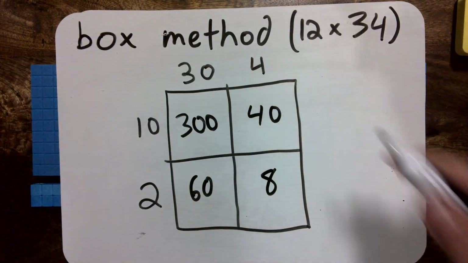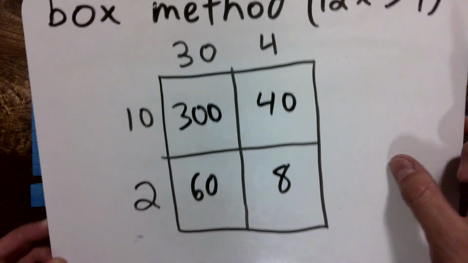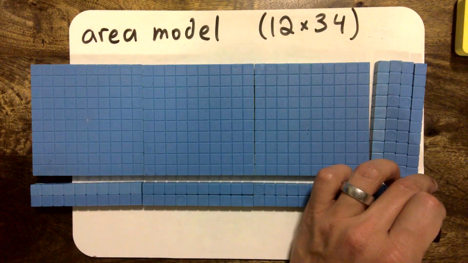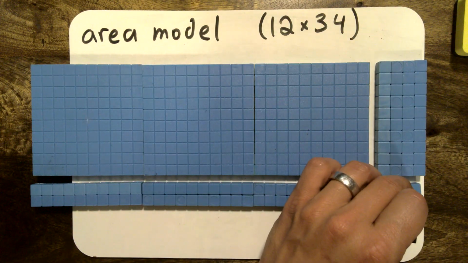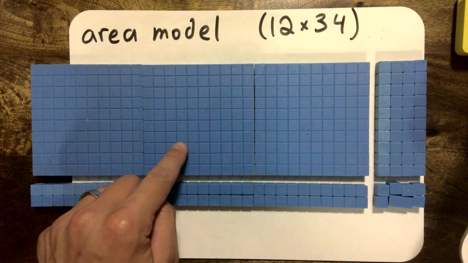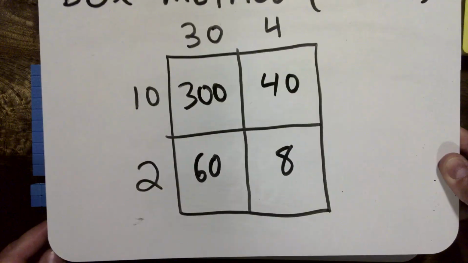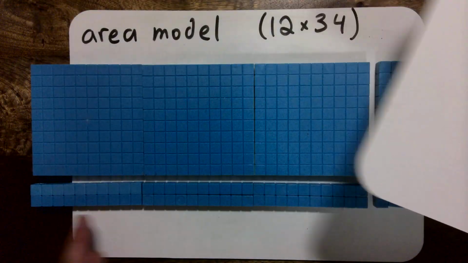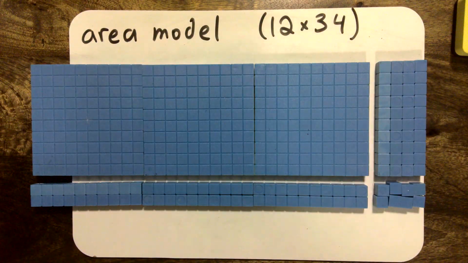Okay, so using that box method again, this is just a representational model of this concrete area model. All those quantities align perfectly with what we found right there. We have 300, we have 4 tens right there, 6 tens in the bottom left, and then 8 ones right there.